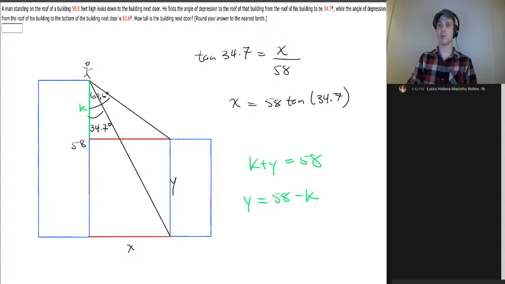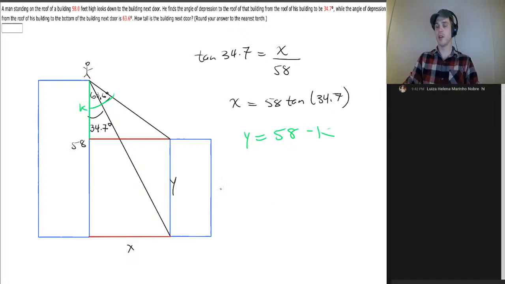And I can use that 63.6, which is this angle here, and the x, which we just found, which is the red side here, to find that using the tangent relationship. So k is what I'm looking for. The final answer is going to use this, y equals 58 minus k. So that'll be our final answer, 58 minus k. So what does k equal?